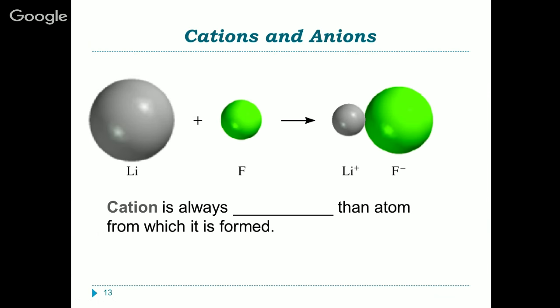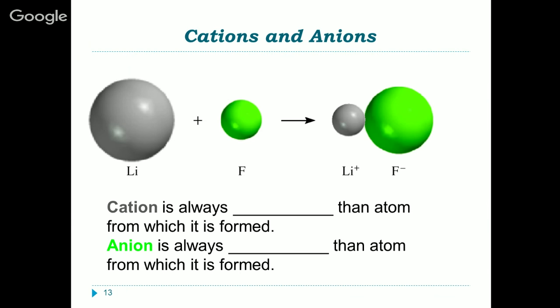Cations and anions. So when we are forming a cation versus when we are forming an anion, the cation, lithium, becomes smaller. It is always smaller than the atom from which it was formed. Fluorine becomes bigger when it accepts an electron. So why is this? The remaining electrons that are left over feel a higher effective nuclear charge, so the atom shrinks.